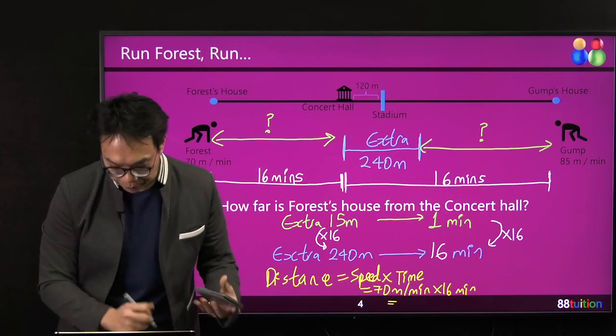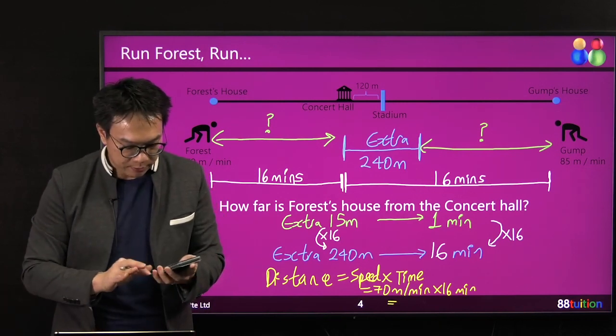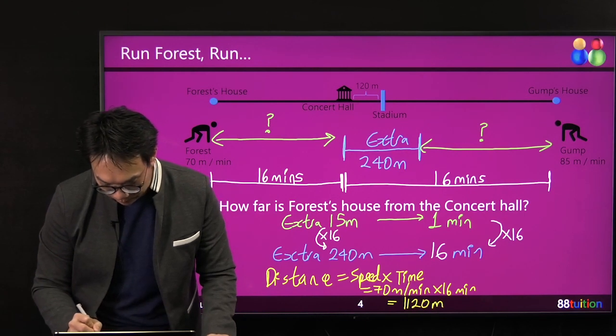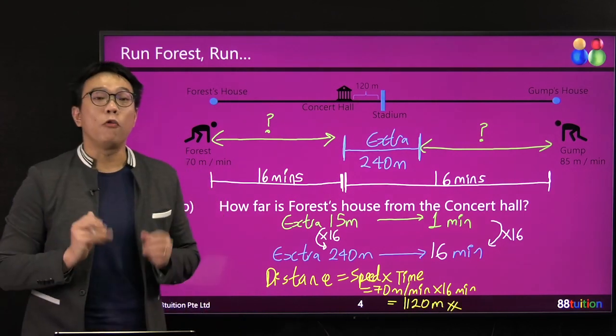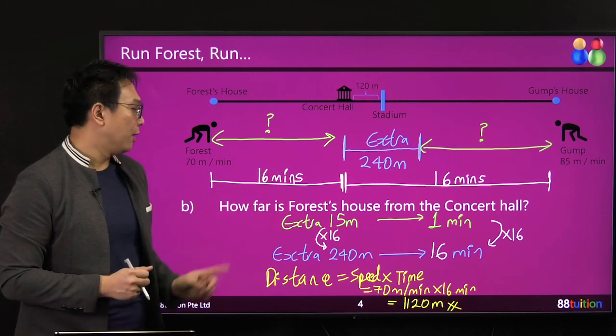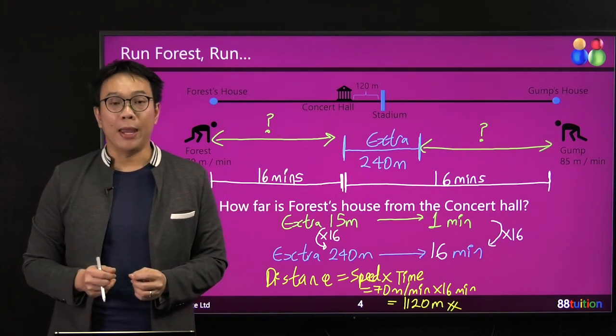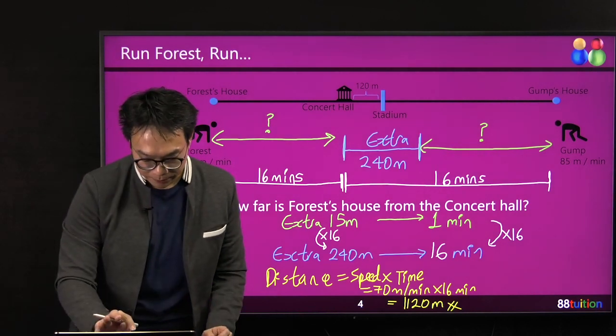Okay, so what do you have? 70 times 16, that will be 1120 meters apart, all right, between Forest House and the concert hall. How far is Forest House from the concert hall? 1,120 meters. That will be your answer.